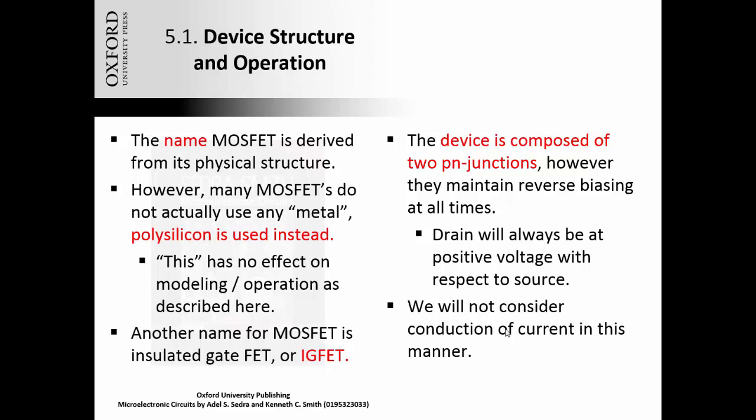All right, it is a compound of 2 p-n junctions. However, these 2 junctions remain reverse biased at all times. Now, there's some exception to that on the body or drain to source diode, and we'll talk about that later. But typically in the MOSFET operation, as we think of it traditionally, that diode remains off.